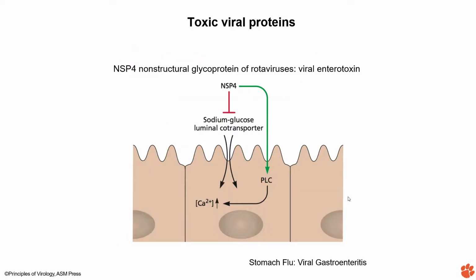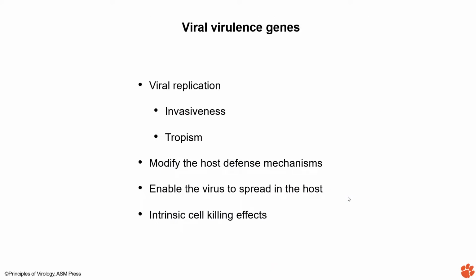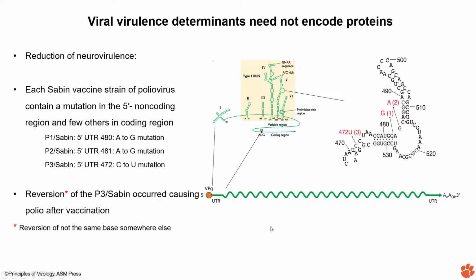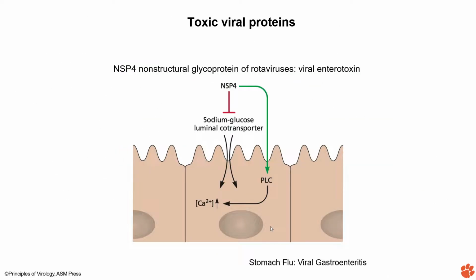All right, so after that we are looking at all of these: modify host defense, enable virus to spread to the host, and then now you have intrinsic cell killing. So here is an example of a toxic viral protein which can basically kill the cell. Here the rotavirus NSP4 is a non-structural glycoprotein of the rotavirus. It's not a structural part of the virus, but it is an enterotoxin.